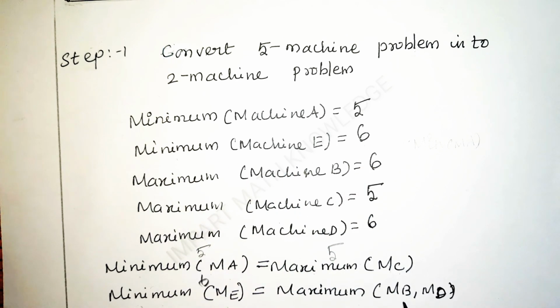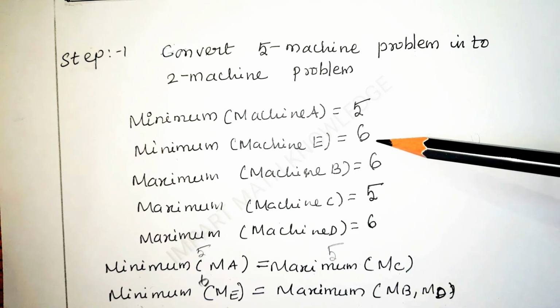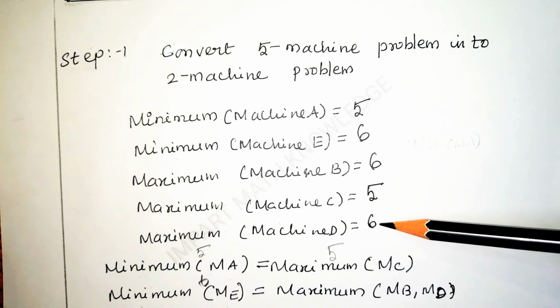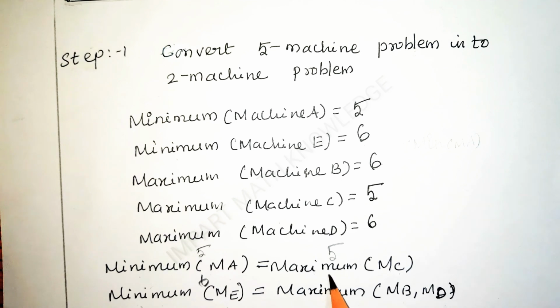Minimum of machine E is 6. Maximum of machine B and machine D is 6. Maximum of machine B is 6. Maximum of machine D is 6. Minimum of machine E is equal to maximum of machine B and machine D. Both are 6. Here the condition is satisfied. So, we can convert the 5 machine problem into a 2 machine problem.